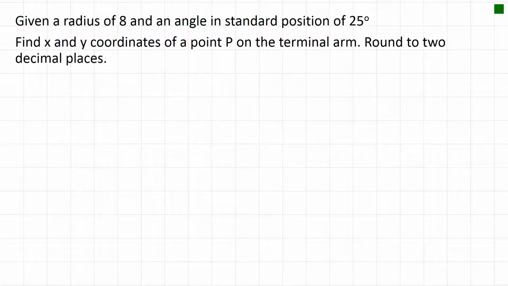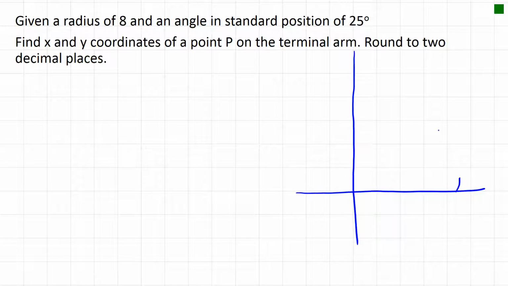So let's take another twist on this material. We're going to draw an angle in standard position of 25 degrees. So 25 degrees in standard position. I'm just approximating there, maybe exaggerating a little bit so we can see what we're doing. So this is 25 degrees. Notice I went counterclockwise. And the radius of the terminal arm is 8 units long.